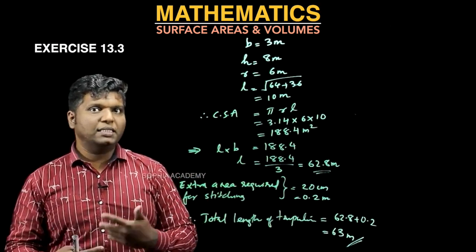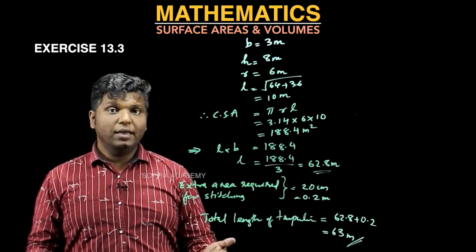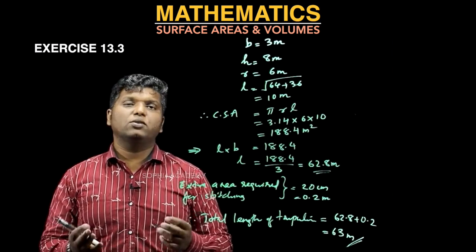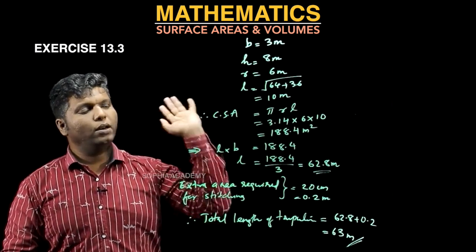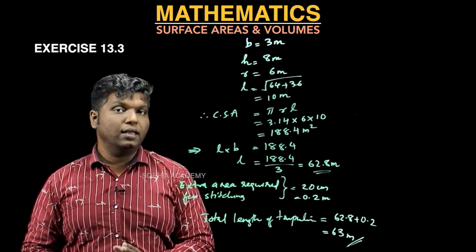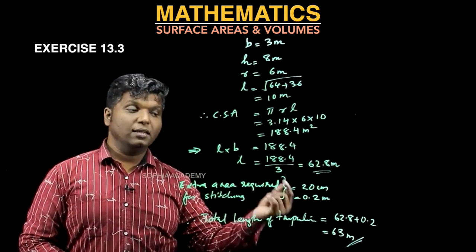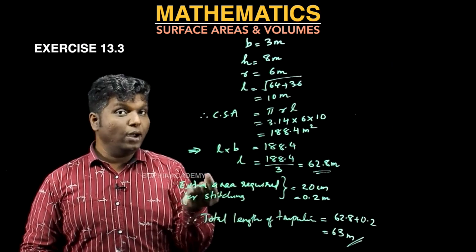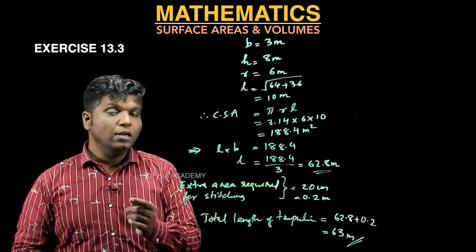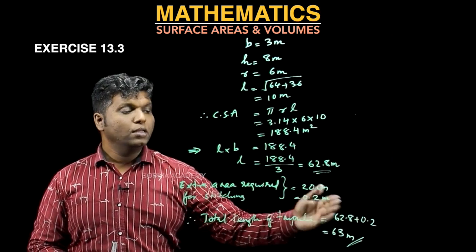Why are we imagining like that? Because actually you have to find the length. If you did not want to find the length or the breadth, there is no need to imagine like this. Straightforward, you can go with the CSA. But here, it is given that you have to find the length. And one more thing is added to that. After finding the original length, a 20 centimeter extra you have to add to that length in order to maintain the stitching area. So that's why we added 0.2, that means 20 centimeter.